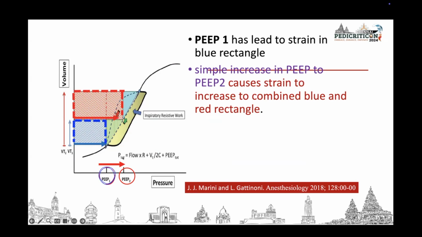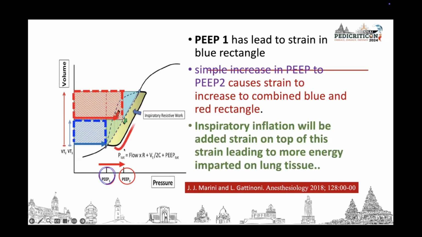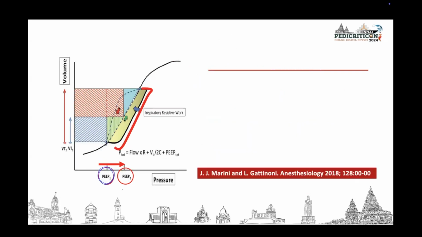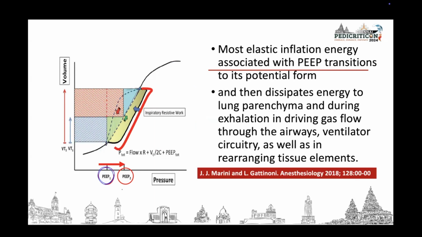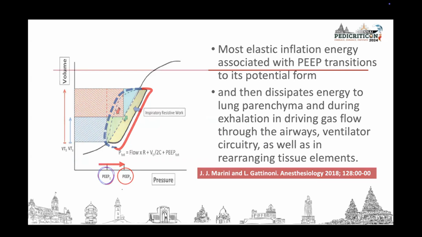And on top of this PEEP 2, when you apply a certain driving pressure, then you are basically adding the strain on top of the static strain, which is already there at PEEP 2. And what happens is most of the elastic inflation energy associated with PEEP transitions into the potential form. And when there is an expiration, this energy dissipates into the lung parenchyma in the form of heat energy. And that also adds to the ventilator-induced lung injury. So this is an important contribution of positive end expiratory pressure to the equation of mechanical power.